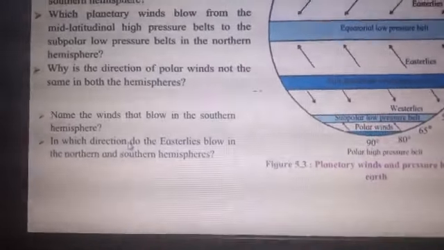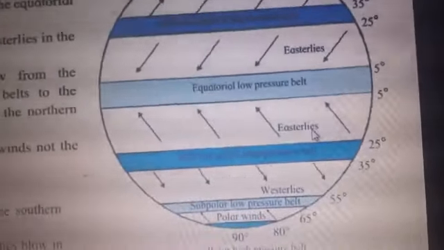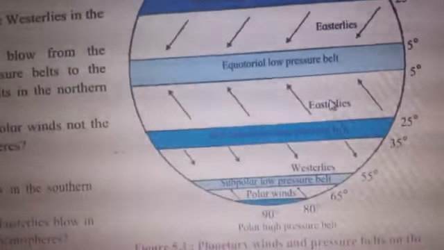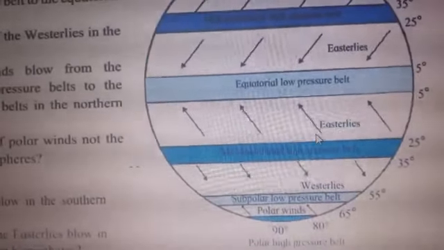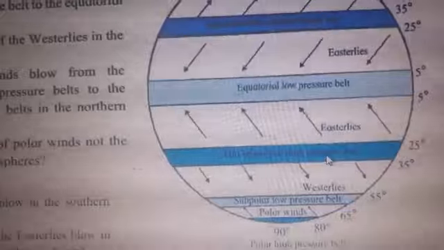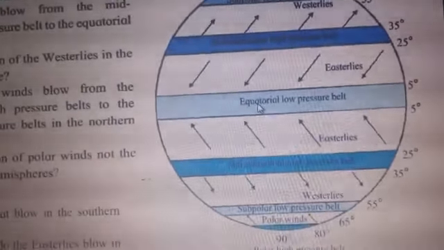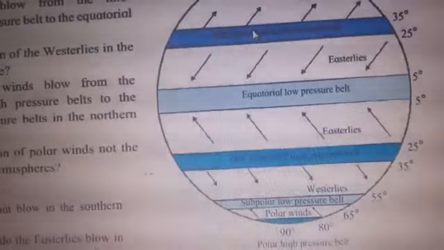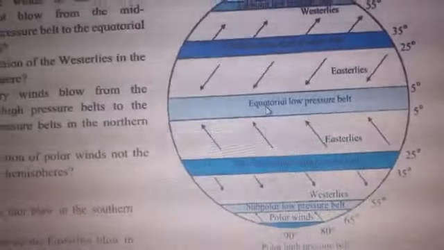The last question is, in which direction do the easterlies blow in the northern and southern hemispheres? Now these easterlies of the northern and southern hemispheres are blowing in which direction? They are blowing from the mid-latitudinal high pressure belt towards the equatorial low pressure belt in both the hemispheres. Same here, children, from the mid-latitudinal high pressure belt towards the equatorial low pressure belt.